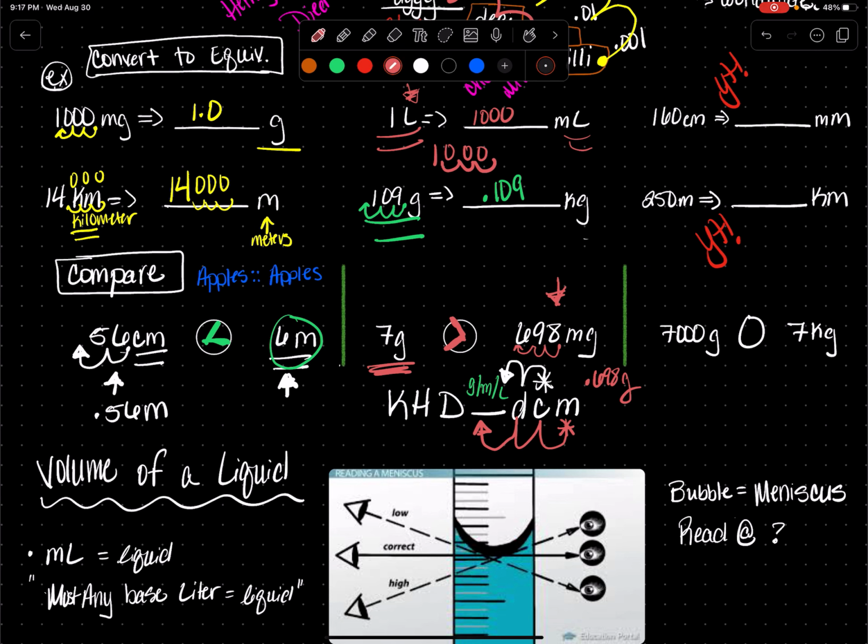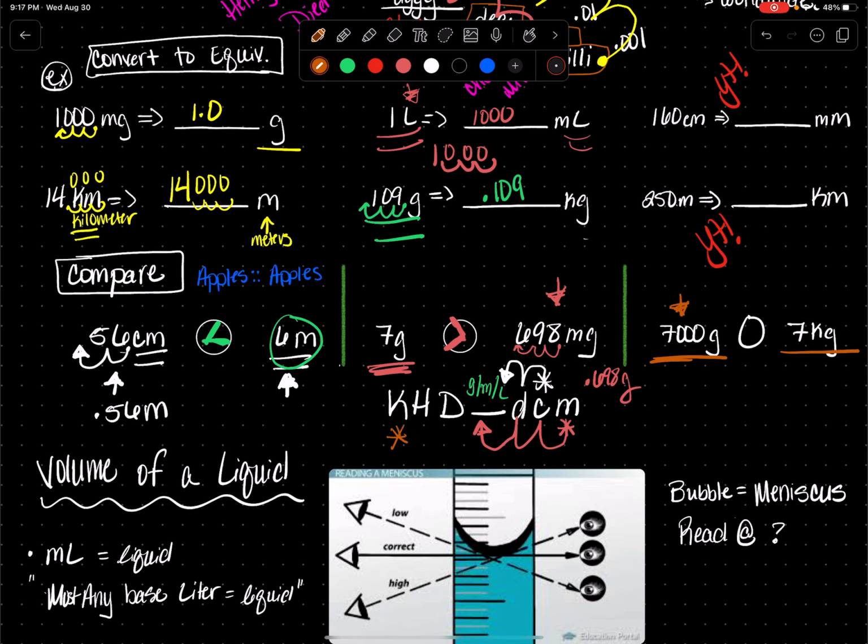I need another color because why not? Let's do orange. So here we're going to do 7,000 grams versus 7 kilograms. Easy breezy beautiful. We can do this. The thing they have in common is a gram. I'm going to turn them both into grams. This 7,000's already in grams. Let's turn this 7 kilograms into grams.